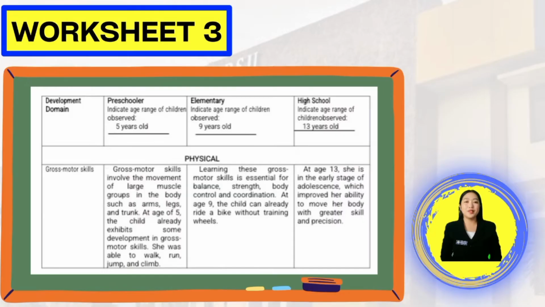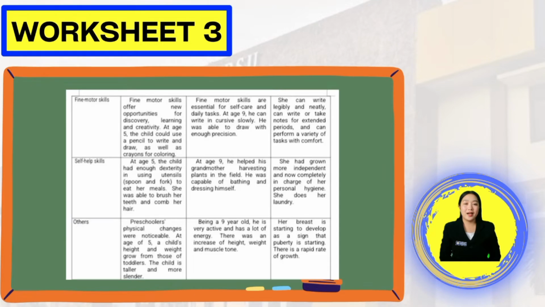Preschooler: indicates the age range of children observed, under 5 years old. Under the physical, gross motor skills involve the movement of large muscle groups in the body. She was able to walk, run, jump, and climb. At the age of 5, the child could use a pencil to write and draw, as well as crayons for coloring. She was able to brush her teeth and comb her hair. Preschooler's physical changes were noticeable. The child is taller and more slender.